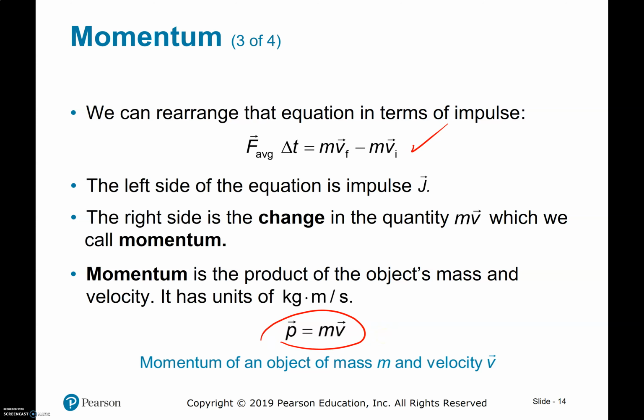The momentum is a quantity that is very important in physics, and it allows you to rewrite Newton's second law in terms of impulse and momentum.